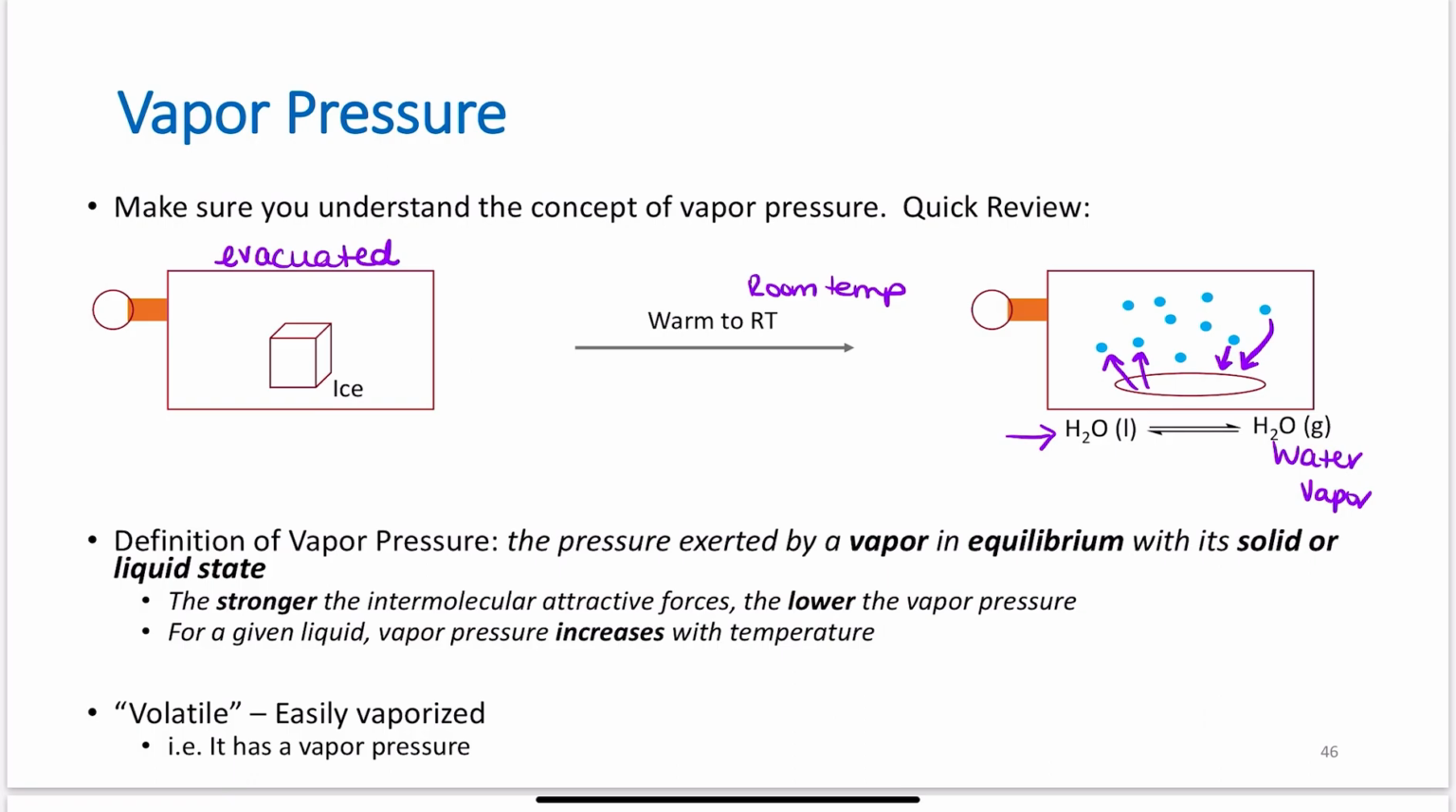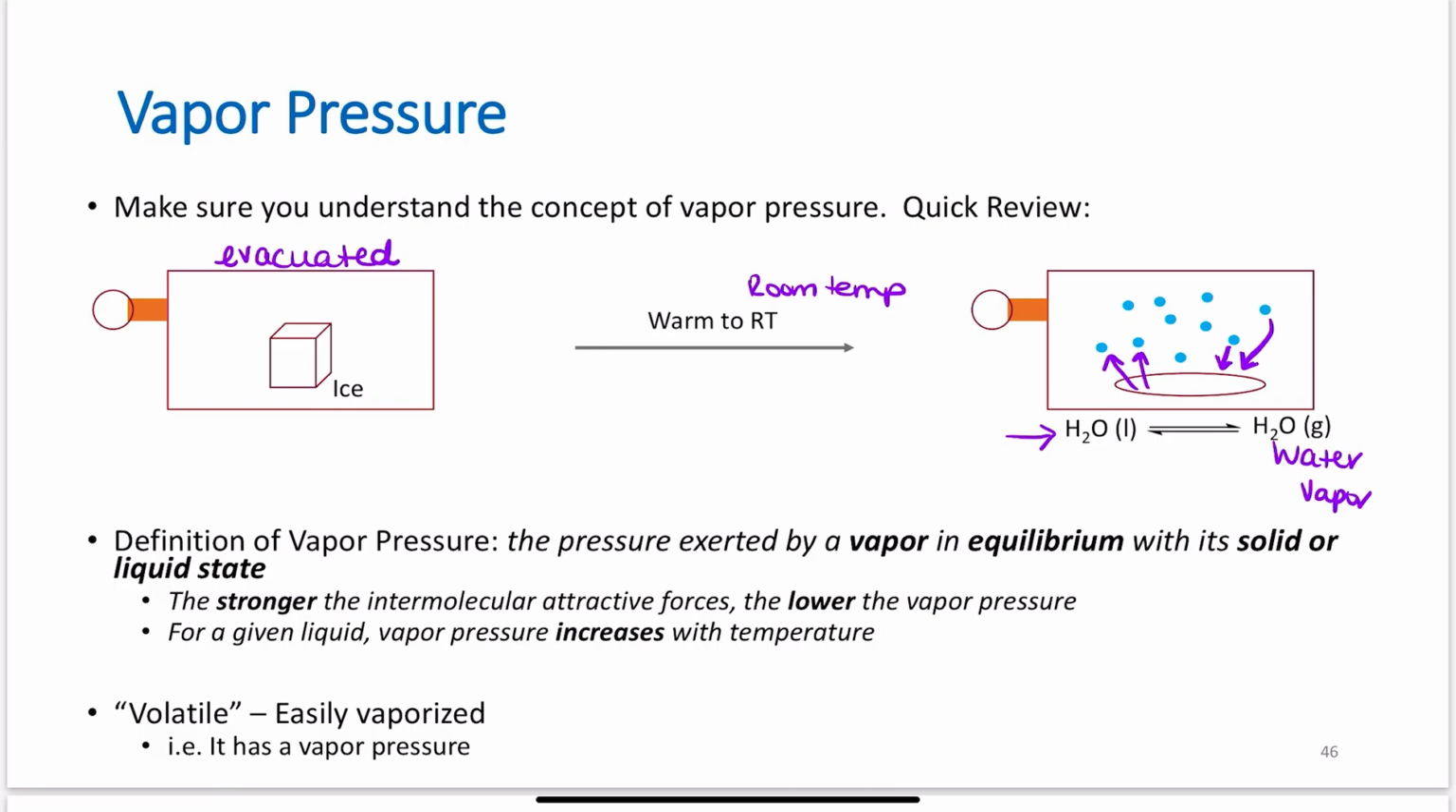So from a bird's eye view, we don't notice the change at all. It seems constant, but at the molecular level, those particles are constantly moving. So, definition of vapor pressure: the pressure that's exerted by a vapor that is in equilibrium with its solid or liquid state. We talk about it in liquid because that's most often students can see it, it's easier to understand, but this can happen in a solid phase as well.